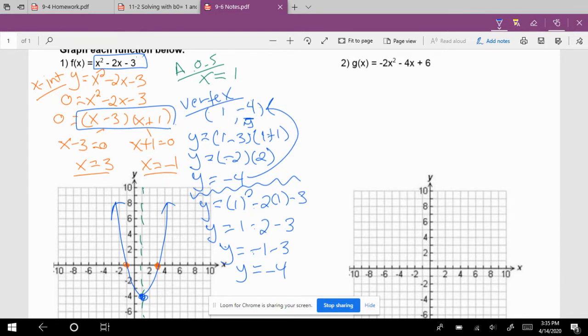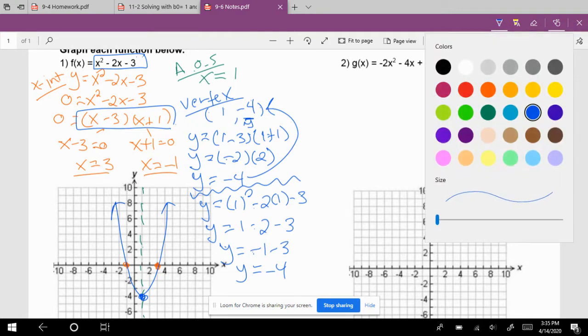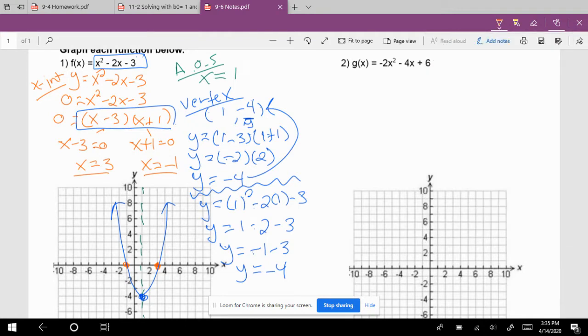Okay, number 2, we're going to go through the same idea. We're going to try to use the factoring method and get it to look like something that we've done before. The factoring method would be for our x-intercepts. So I am solving 0 equals, because remember, for x-intercepts, I need the y value to be 0.